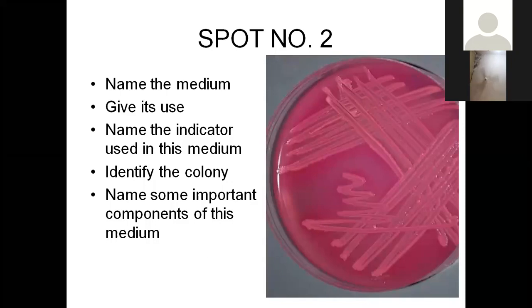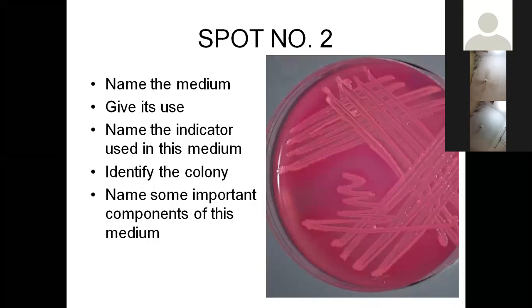Name the indicator used in this medium. It is neutral red. Identify the colony. You just have to write that it is a lactose fermenter bacteria. You don't have to identify whether it is E. coli or Klebsiella, just that it is a lactose fermenter.